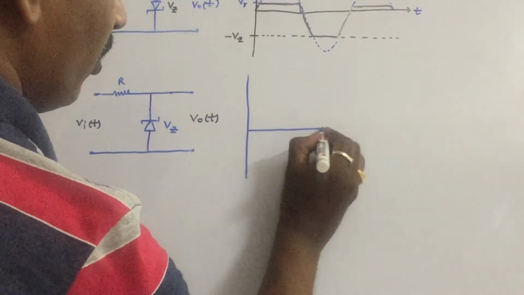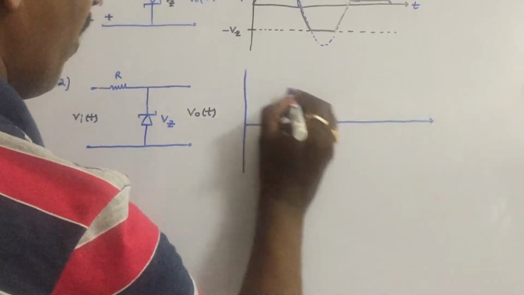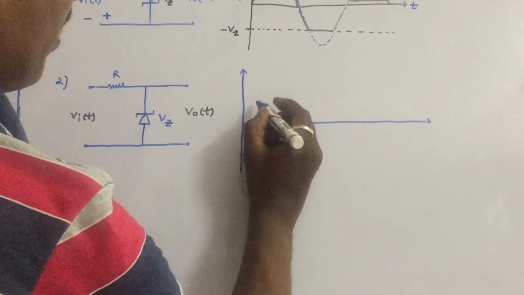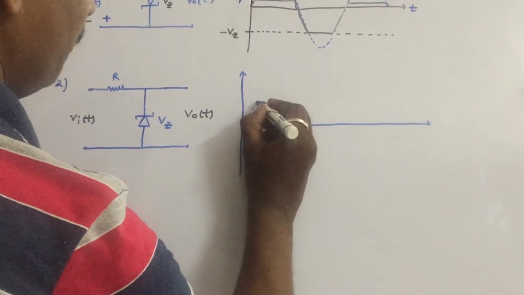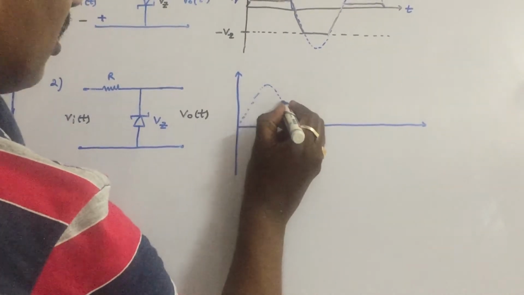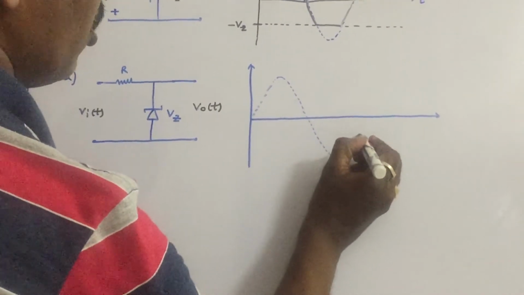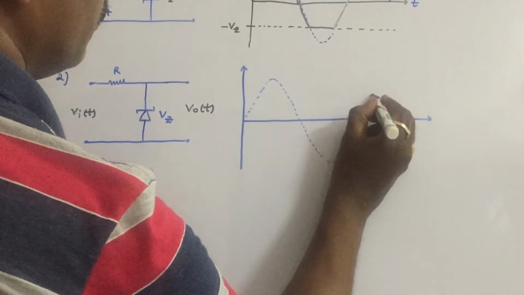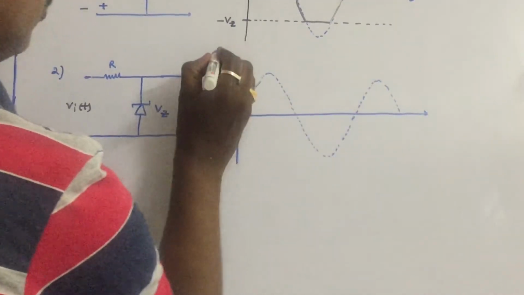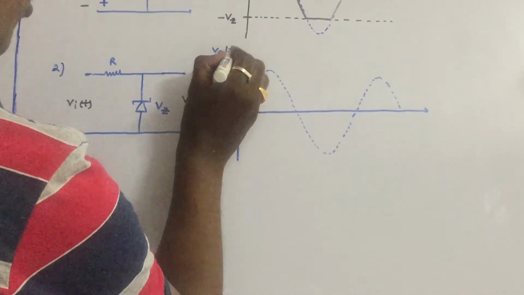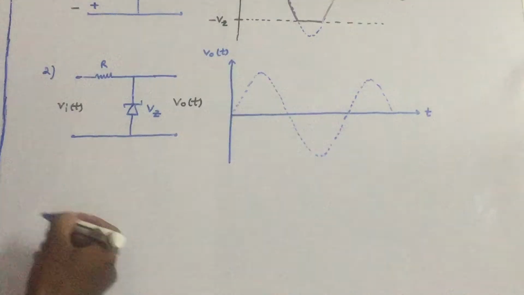What is the nature of the output? Let us check it out. During forward bias, what happens? During reverse bias, what happens? Let us see. Let us draw the input voltage like this. V0 of t versus t.